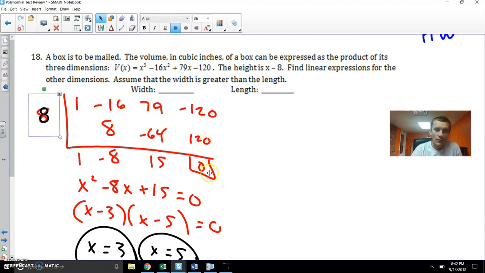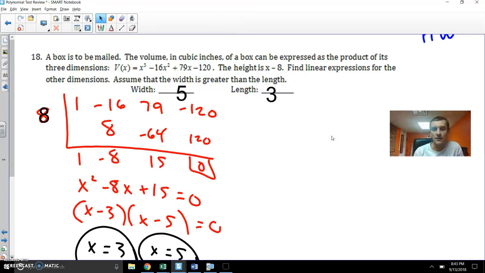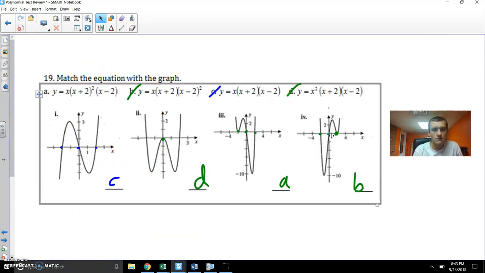So once we get to the end and we get a 0, we take this polynomial and turn it right back into something with x in it. We think about factoring as 15 is what we're multiplying to be, -8 is what we're adding to be, and so those two numbers are -3 and -5. What makes that 0 is 3 and 5. And so that is our dimensions. Assume the width is greater than the length. If the width is greater, then that means that it's 5, and the length must be 3. Because volume is calculated by length times width times height. So there you go.